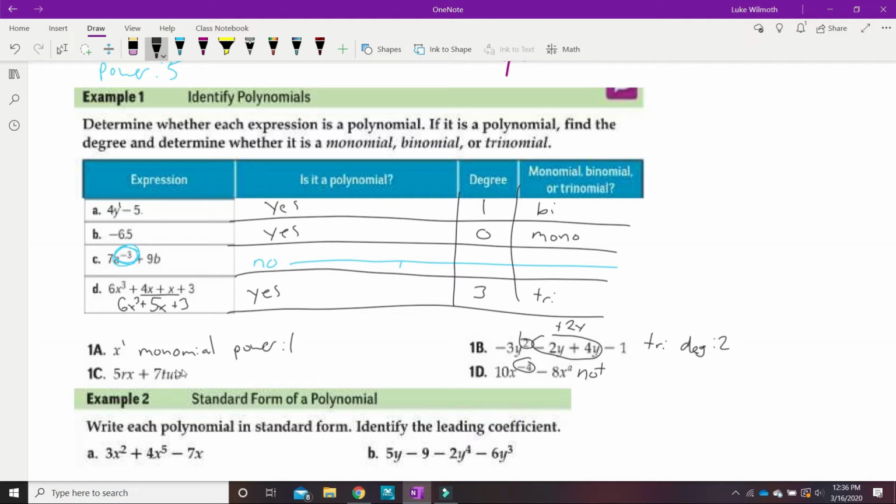This is our tricky one here. It's a binomial. That's easy enough because there's 1, 2 terms. But it looks like all of them have a power of 1. This right here has 2 powers of 1, so that's a degree of 2 on that one. And this one has a degree of 3. I always pick the biggest one. So the degree is 3. 1, 2, 3. All right.